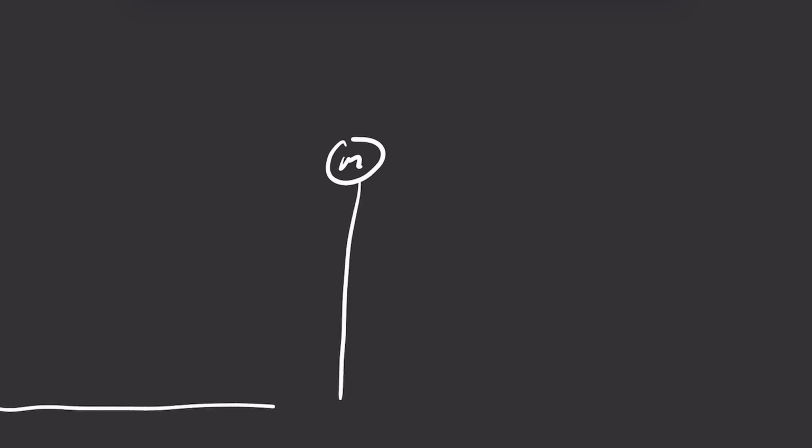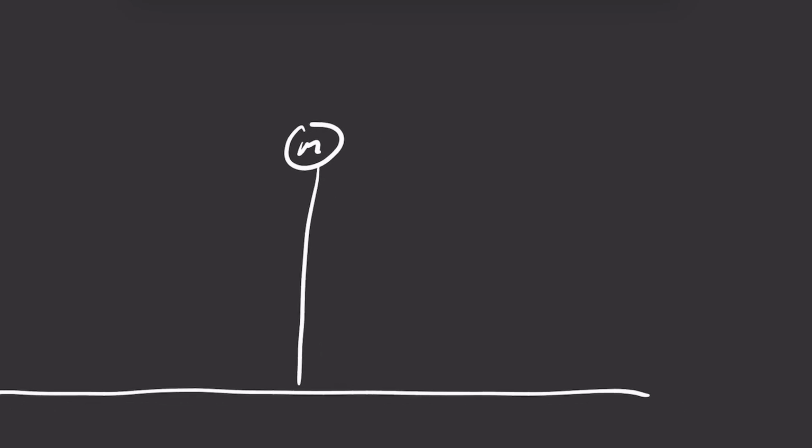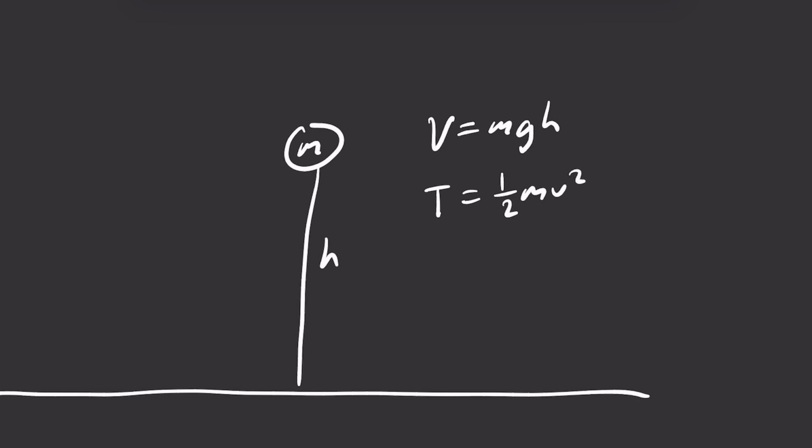The first application we're going to go over is a very basic one. We have an object of mass m, and it is some initial height above the ground. Its height will be h, and so its potential energy, V, will be mgh, and its kinetic energy, we'll denote that with T, will be 1/2 mv squared.